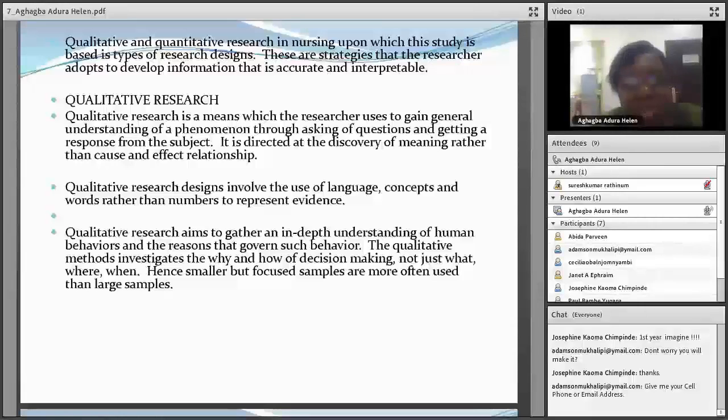Qualitative research design involves the use of language, concepts and words rather than numbers to represent evidence. Qualitative research aims to gather an in-depth understanding of human behaviors and the reason that governs such behaviors. The qualitative method investigates the why and how of decision making, not just what, where, when. Hence, smaller but focused samples are more often used than large samples.